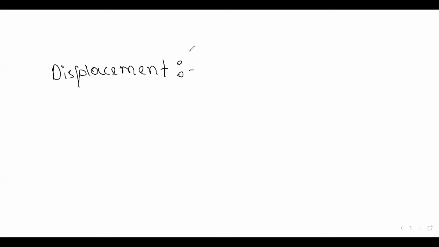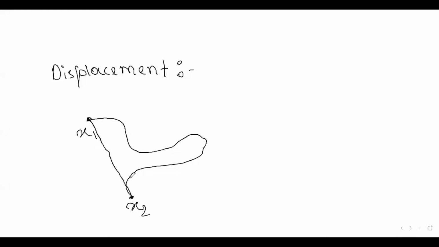The magnitude of displacement is actually the length of the shortest path from initial to final position. Let's say I have this position, that is x1, and I am traveling, I'm in motion, from here to here and here. Let's say this is x2. This whole path where I traveled is actually distance, and the shortest path possible to reach my final position, that is x2, is actually displacement.